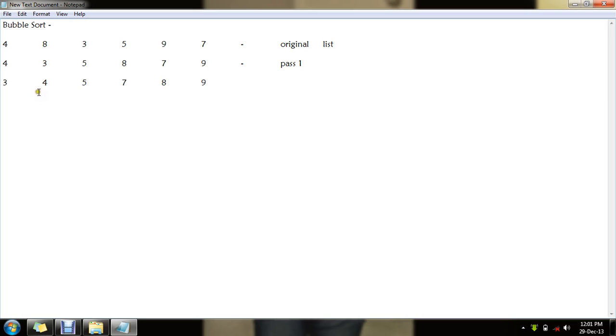And remember, in the second pass it is not compared with the last element 9, because it has already been placed at its correct position. So it doesn't compare 8 with 9. So now 8 is at its correct position. So this is the position of the list, the array, after pass 2.